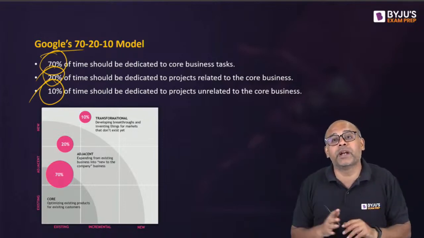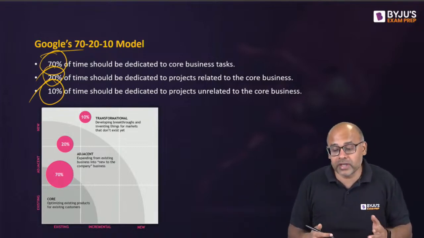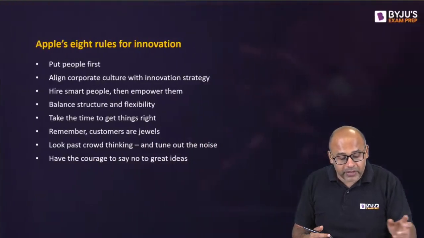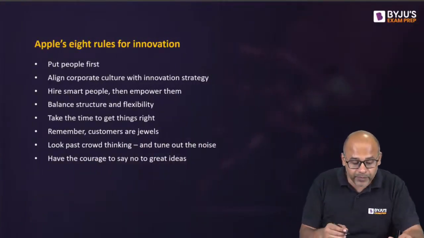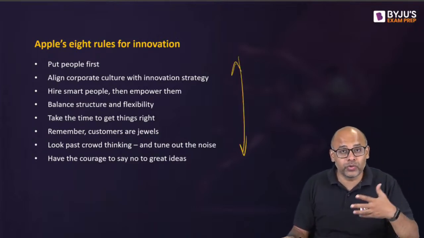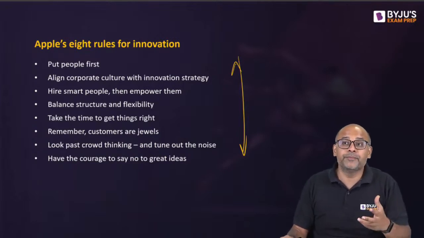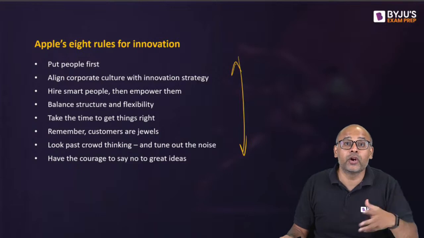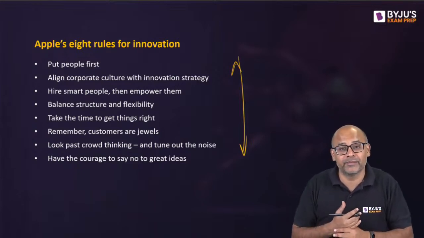The 10% you can spend trying to come up with new ideas. That's okay, fine. That's one model that Google has done. Similarly, there are other companies which have come up with other models. You look at Apple's 8 rules for innovation. Again, you can just take a look at it. I'm not going to go through all of them. These are things that Apple does to make sure that the ideas are not throttled, are not choked in the company.